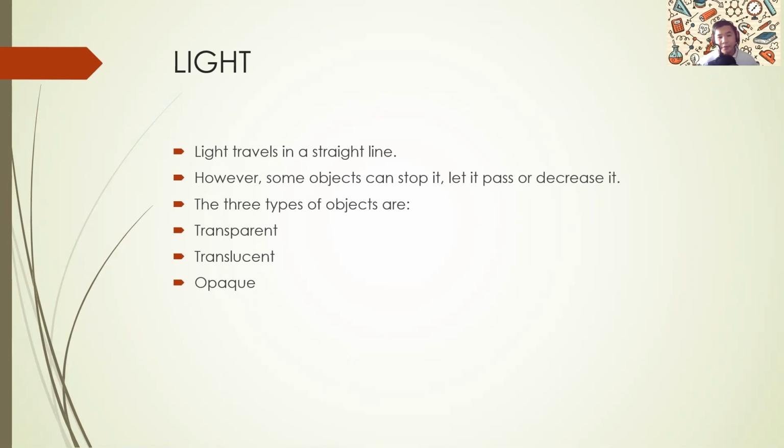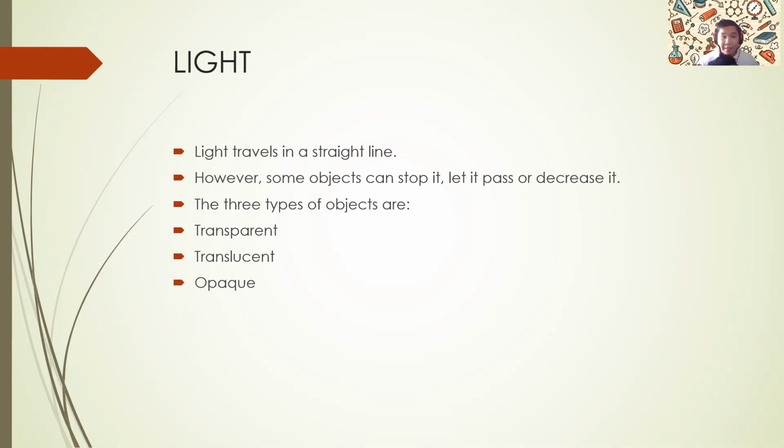Now, there are three types of objects when it comes to light. The first is the transparent objects. You know what are the transparent objects? Those are the objects that will let light pass. It will not stop light from going through. In fact, some objects will just act like nothing's there and the light will pass through it.